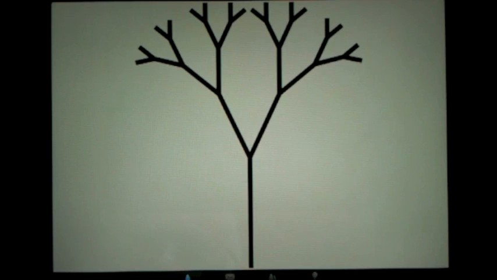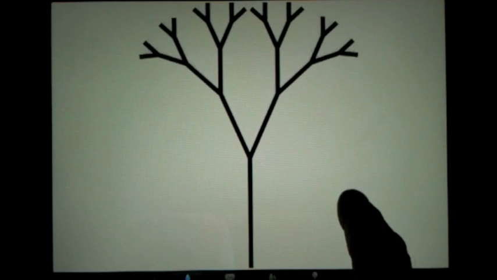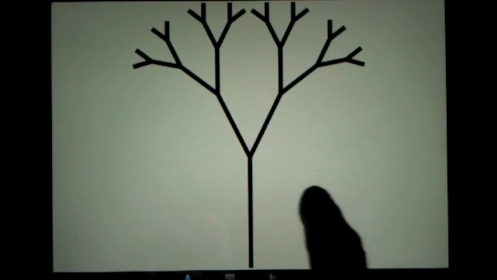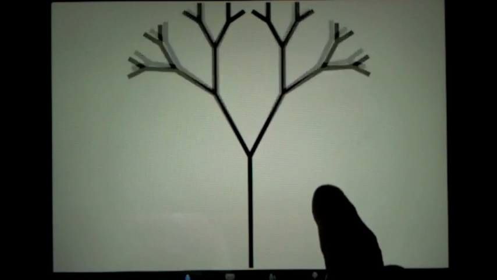The tree's branches are all separated by the same size angle. You can change that angle by moving one finger up or down on the display. Side-to-side movement doesn't change the angle. Only up and down change the angle.